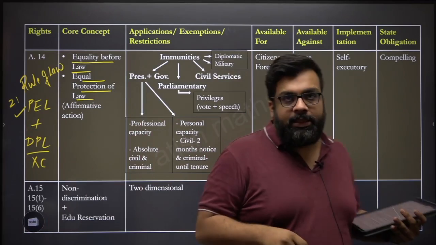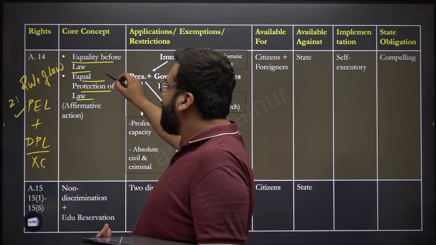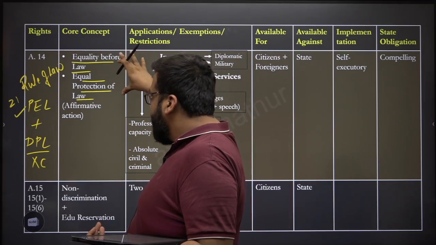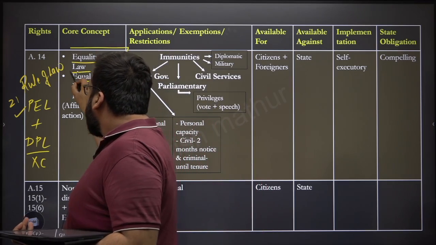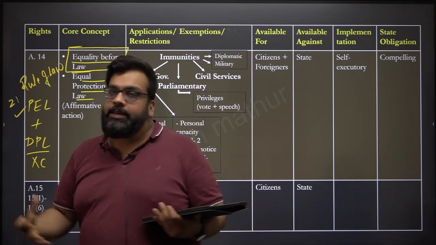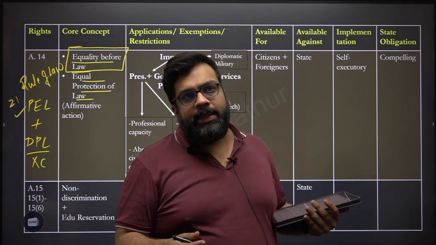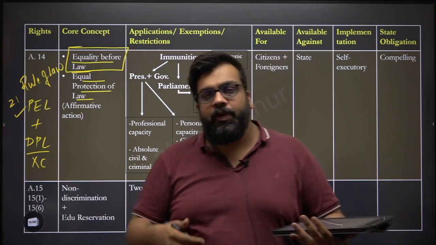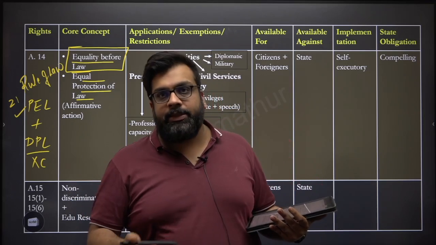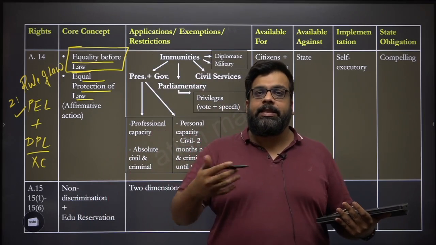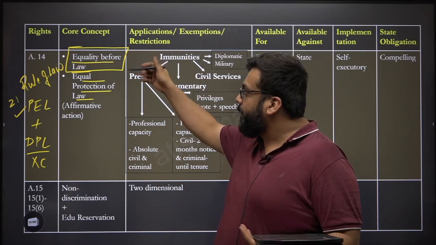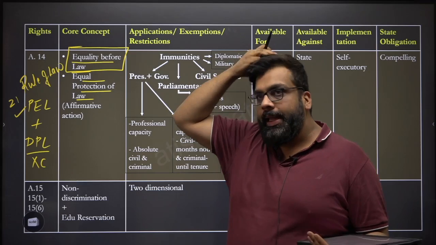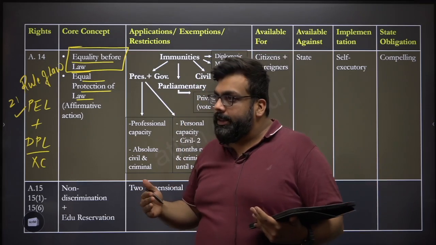The text of Article 14 primarily does talk about equality before law and equal protection of law. It is equality before law which has a very interesting understanding. It simply means that before a law, before a court of law, before the application of the law, people must be treated similarly. The fundamental difference between equality before law and equal protection of law is the way this has to be interpreted.